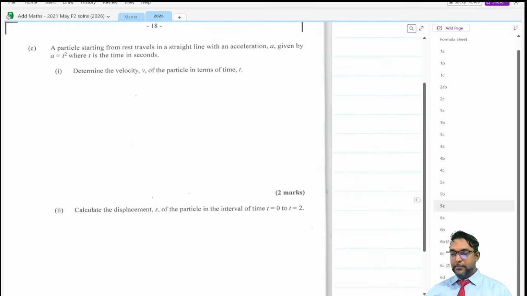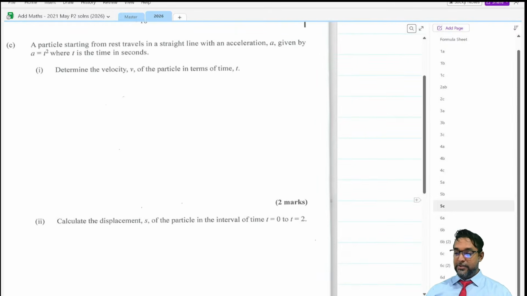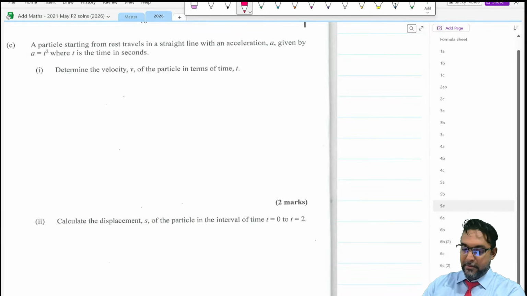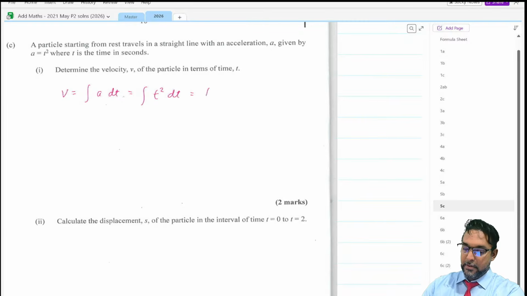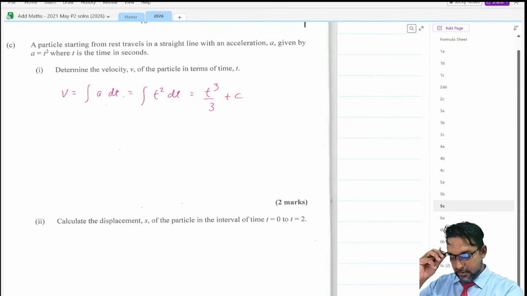A particle starting from rest travels with an acceleration a. Determine the velocity in terms of t. Well, that's easy-ish, right? So v is equal to the integral of a dt, the integral of t squared dt. Given that, that's the answer, yeah? Oh wait, that's it? Okay.